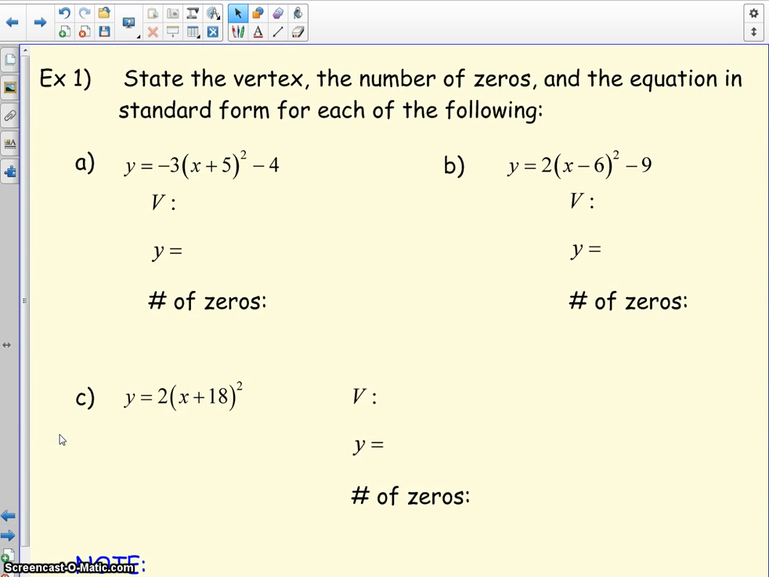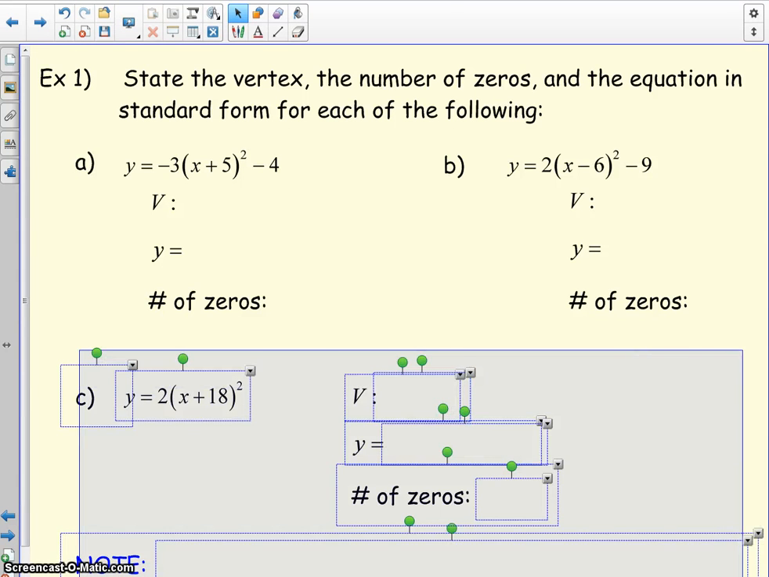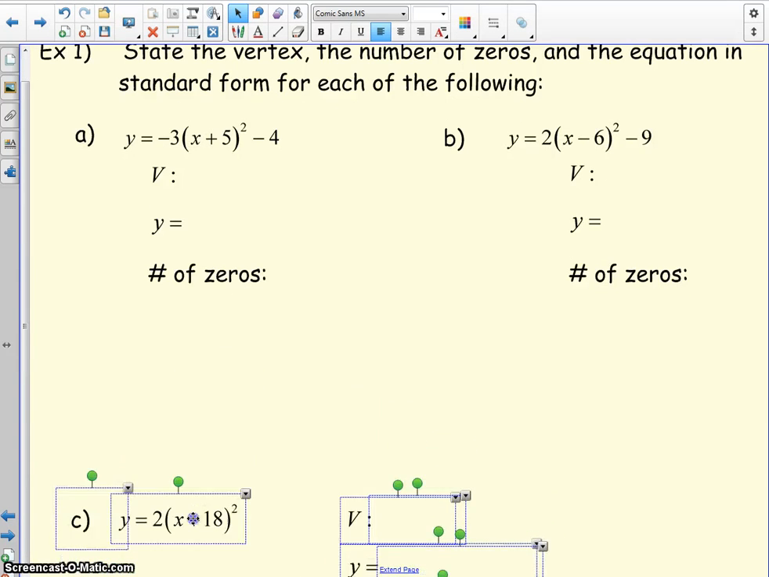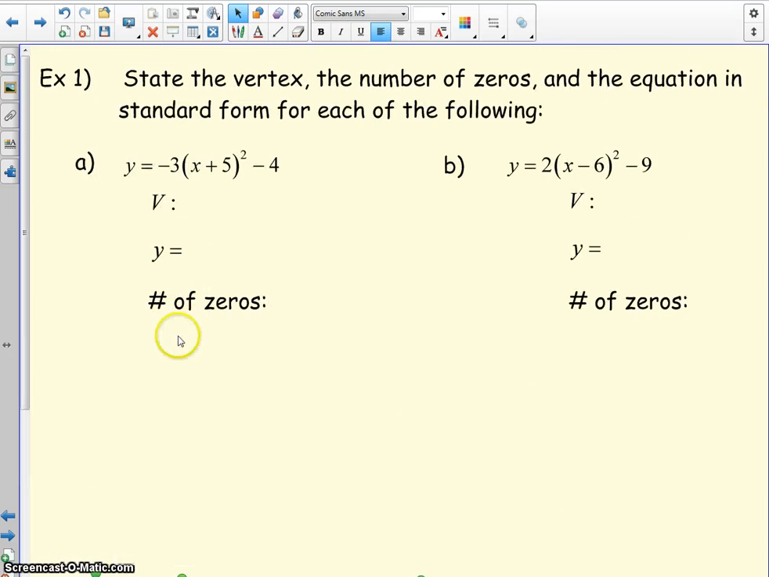Now there are a few equations here in vertex form. I want you to state the vertex, how many zeros there are, and the equation in standard form for each of them. I'm going to go through the first one together with you. Just by looking at the equation, I should be able to read off the vertex as being at (-5, -4).